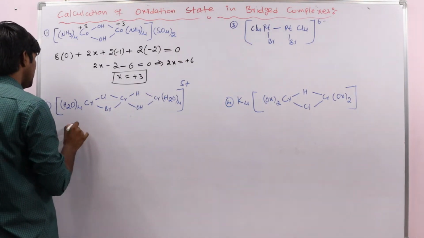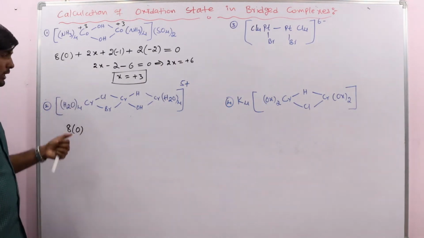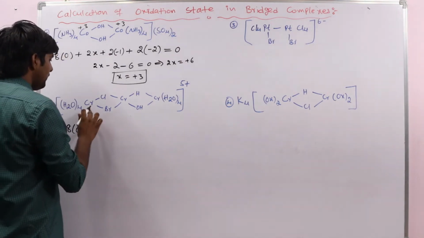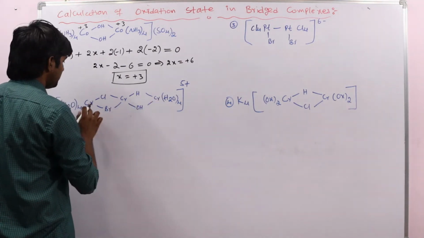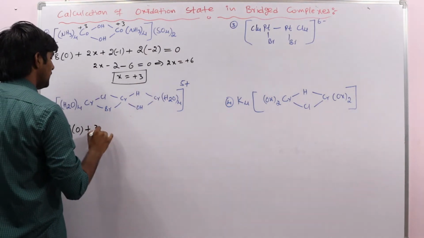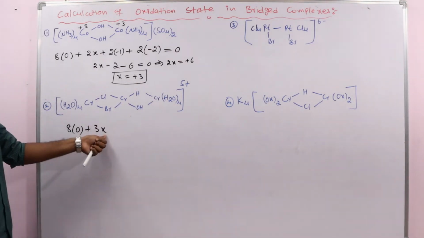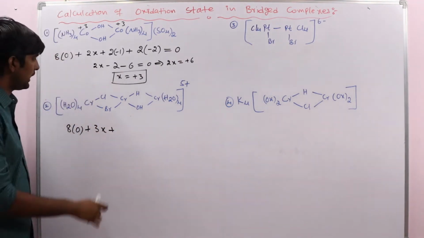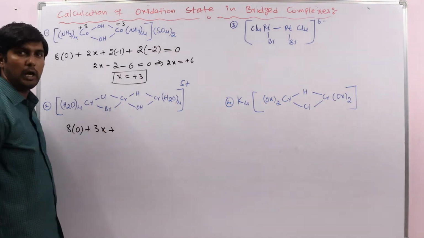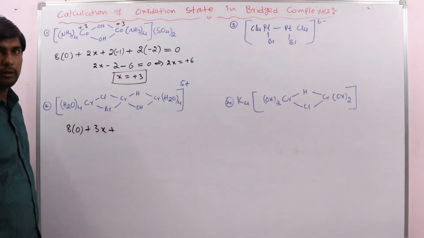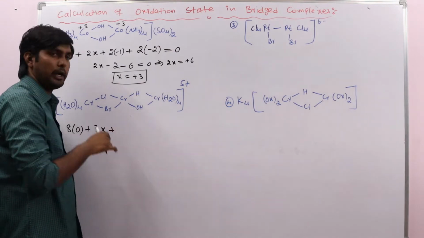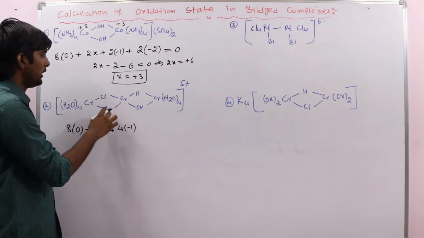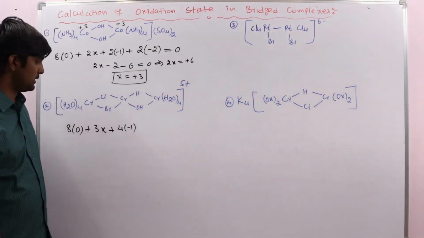Okay, next again see here, how many non-bridged ligands do we have? Total 8. 8 into 0, because aqua is also a neutral ligand, does not carry any charge. Plus we have 3 chromiums, see 1, 2, 3. So 3x. The oxidation state of chromium is assumed as X. Plus, how many bridged ligands? 1, 2, 3, 4. All are monodentate negative and they have unit negative charge. So that's why we get 4 into -1. Yes or no? Cl minus, Br minus, H minus, OH minus.